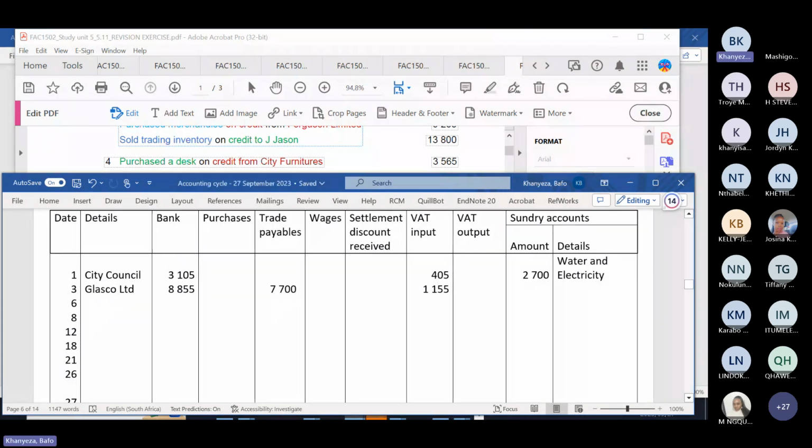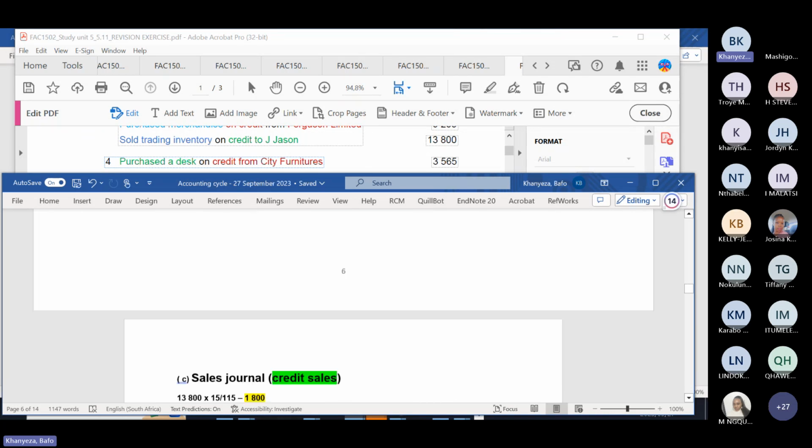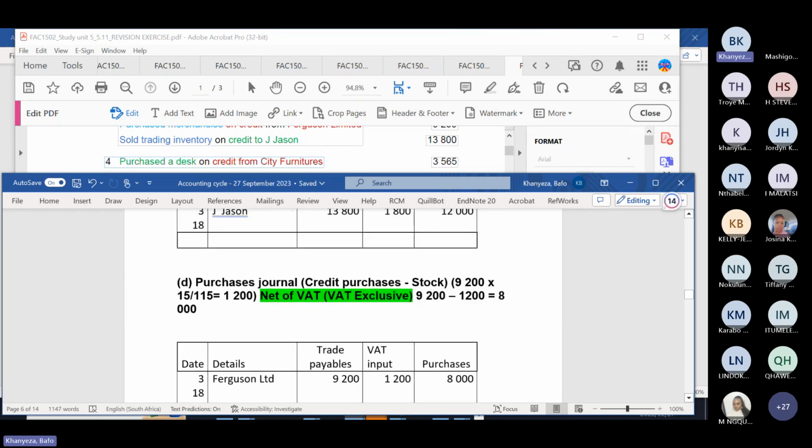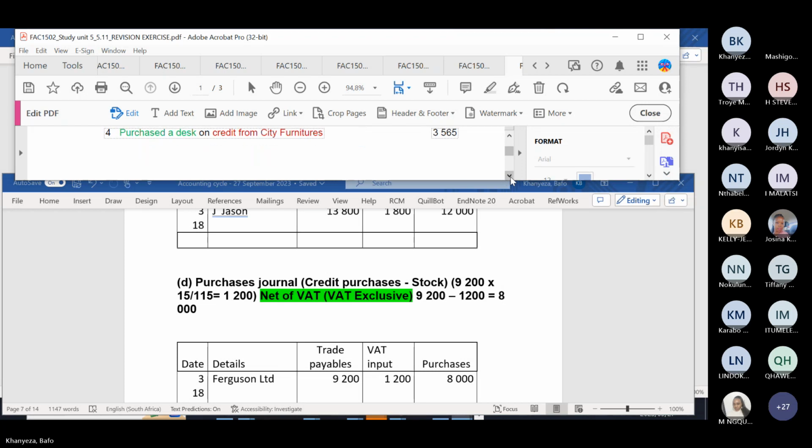Now we are on day 4. That's why you have to separate. Once again, this is because it's non-routine. The furniture is non-routine, so you have to separate these things. Whereas when it's purchases, which are routine transactions, then it goes to the purchases journal or sales journal. So we are done now with day number 4.